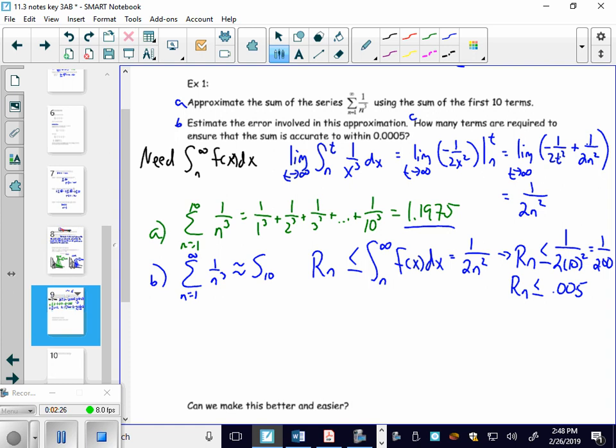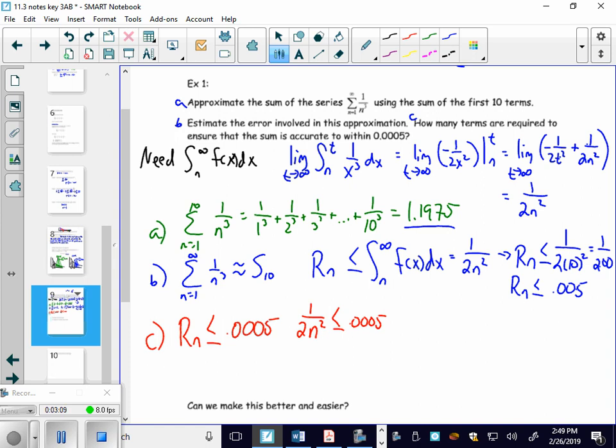And then in part C, it says how many terms are required to ensure that the sum is accurate to within 0.0005. So in part C, we'll do that in red. We want our remainder to be less than or equal to 0.0005, which basically means we want to be accurate to 3 decimal places. So our remainder was 1 over 2n squared. We want that less than or equal to 0.0005.